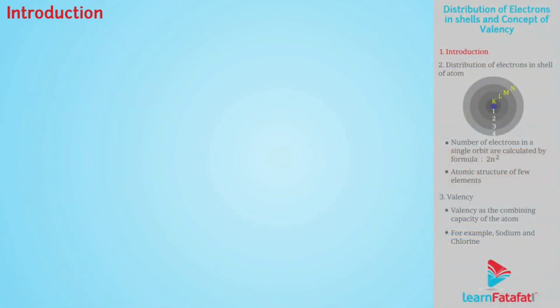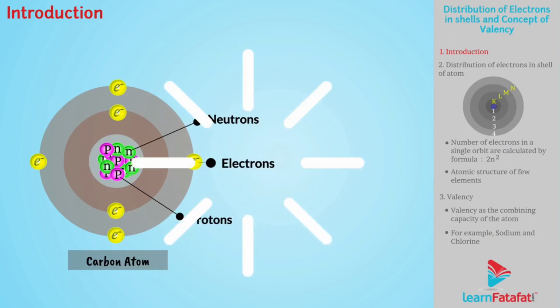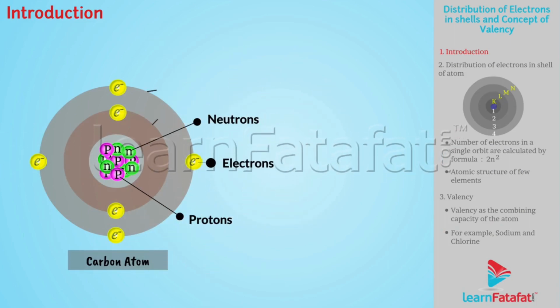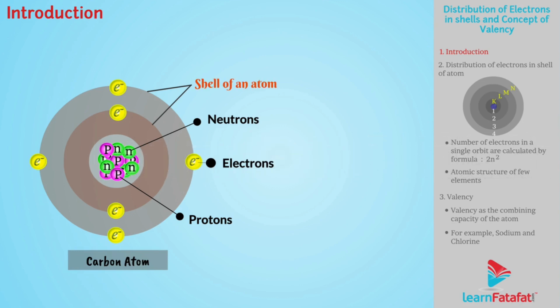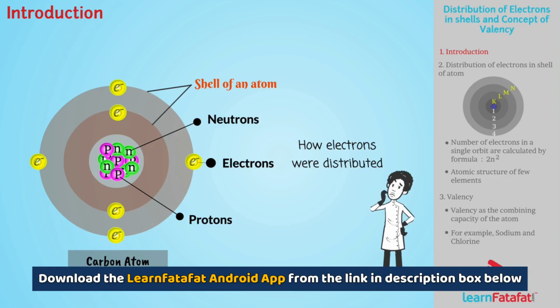Dear students, an atom is composed of protons, neutrons and electrons, where electrons are present in the shells of an atom. Now, the major challenge before scientists was to know how electrons were distributed in the shells of an atom.